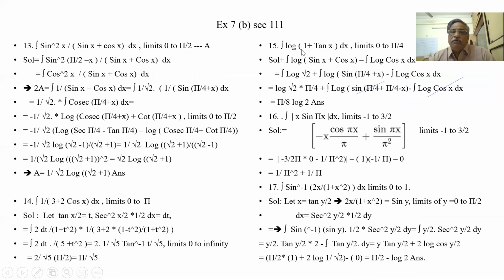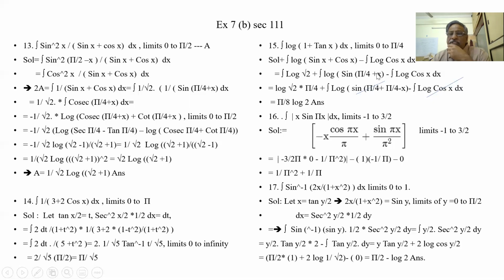Integral of log of 1 plus tan x dx. This is nothing but log of sin x plus cos x minus log cos x. Using sin a cos b plus cos a sin b, with 1 by root 2 into root 2, we get log root 2 plus log of sin of a plus b minus log cos x. So log root 2 into pi by 4, as we have applied the limits, plus integral of log cos of pi by 4 minus x, which can be written from 0 to pi by 4.